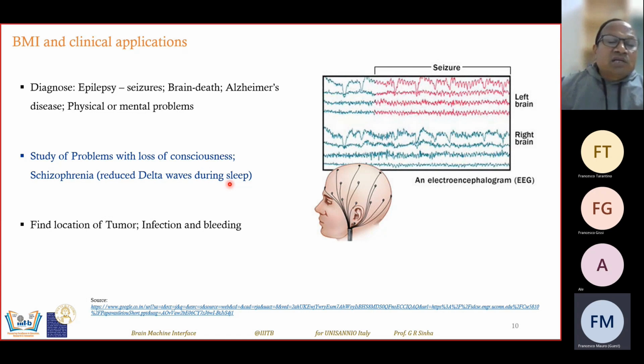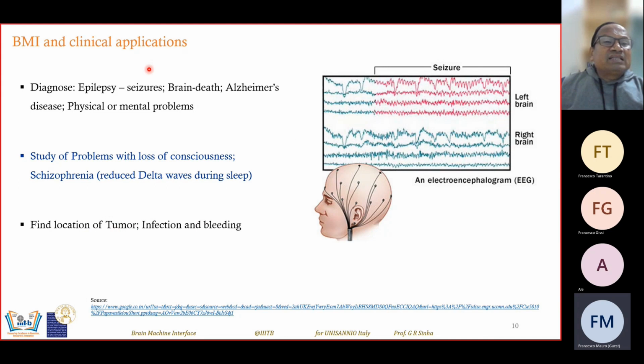So those who study the quality of sleep, whether we are having a good sleep or not, what type of sleep we are having in our life, it is based on delta waves. So if the number is less, it is called schizophrenia. Find location of tumor. This is another area where BMI is used. You can localize the tumor, you can find the dimension of the tumor, and whether there is any infection or bleeding inside the brain.